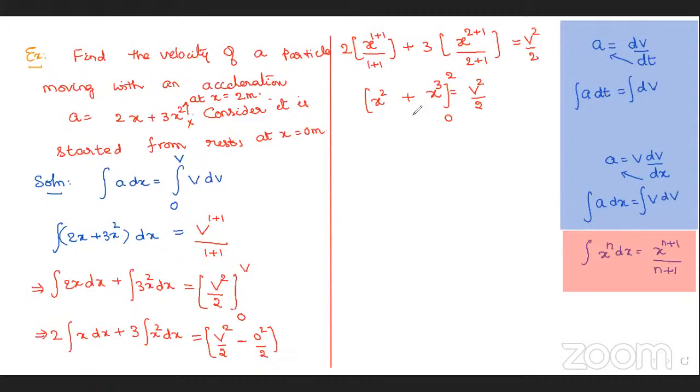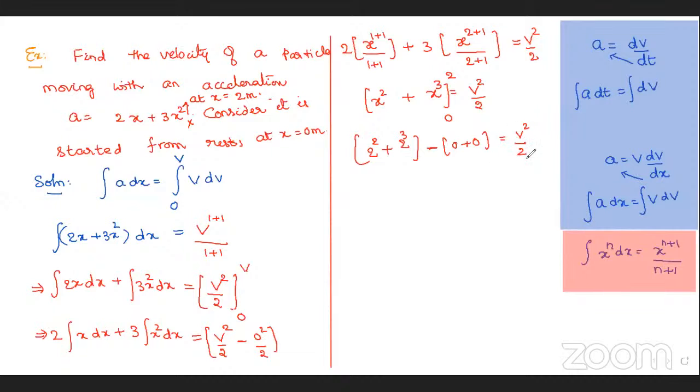Now I think you will get the answer. So first upper limit, if you substitute here, that is 2 square plus 2 cube. This is complete substitution of upper limit, minus lower limit is 0. 0 square is 0 plus 0 cube is also 0. Is equals to v square by 2.